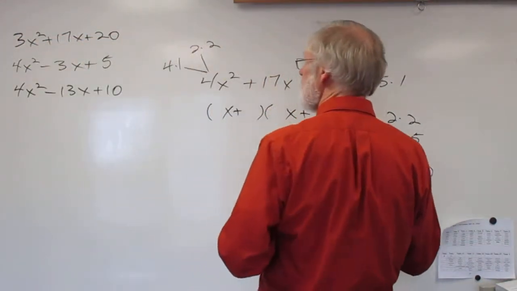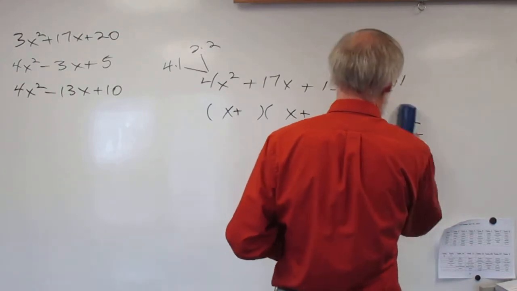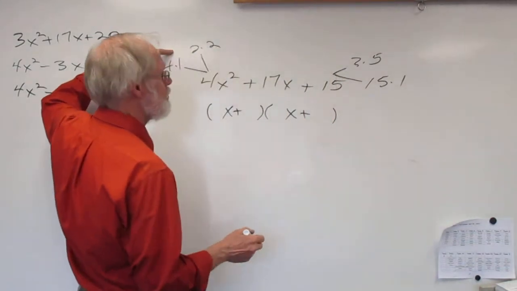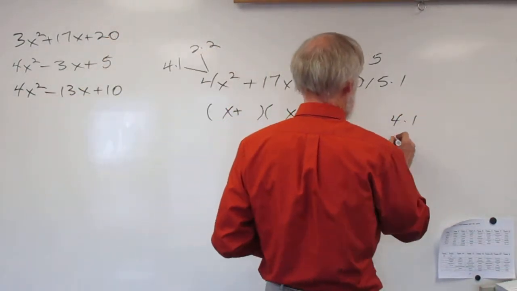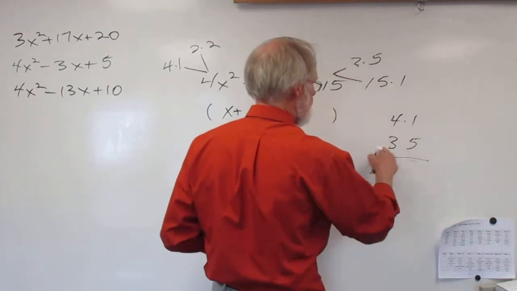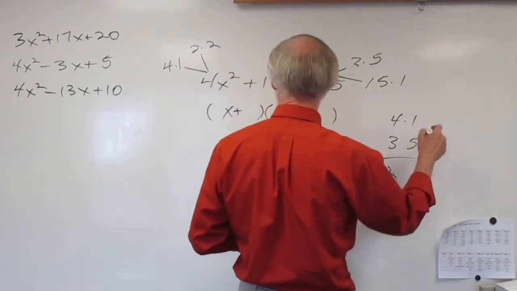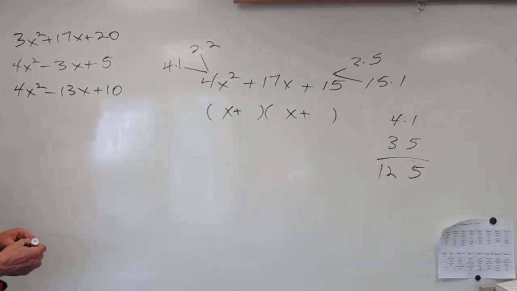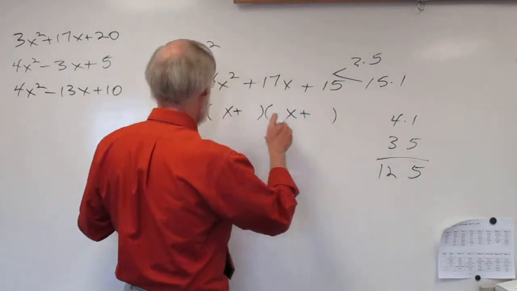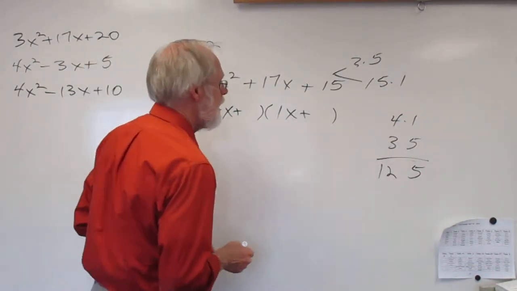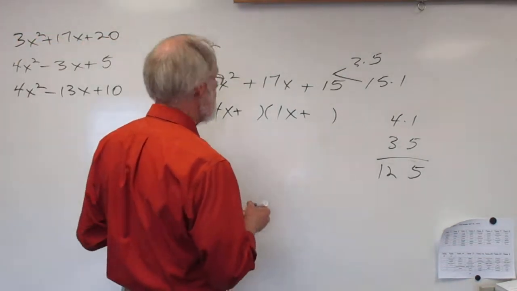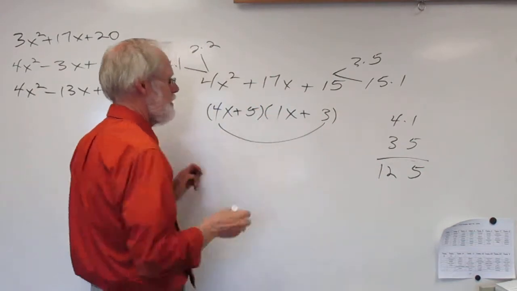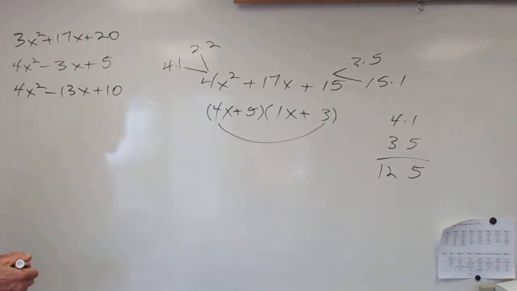All right, let's try a different one. Let's try 4 times 1, 3 times 5. 3 times 4 is 12. 5 times 1 is 5. That's 17. It looks a lot like the last problem. It's a little bit different. Okay, so we ended up with a 4 and a 1. And we have a 3 and a 5. And the 3 multiplied by the 4, so it goes here. And the 5 goes here. And there's your factorization.